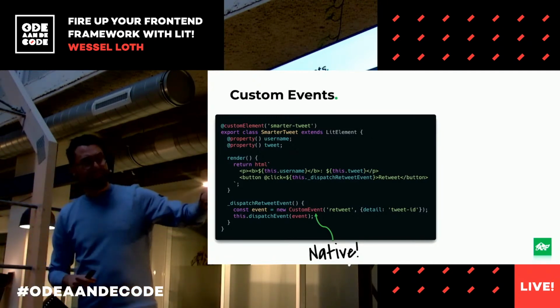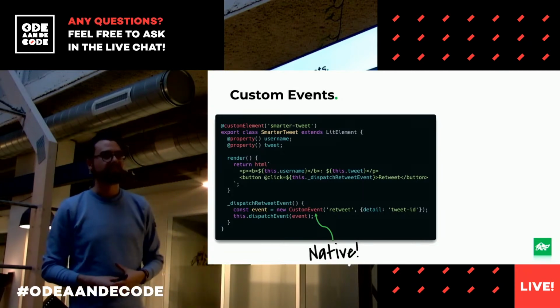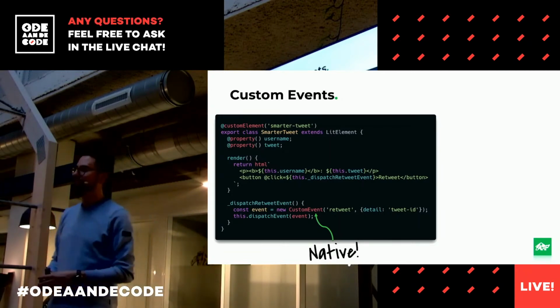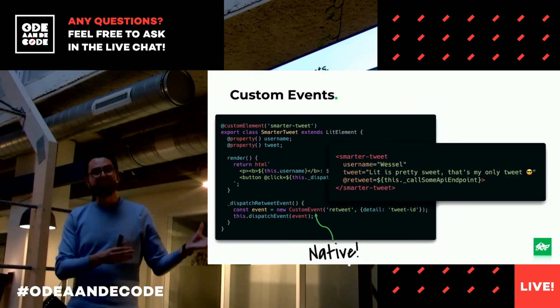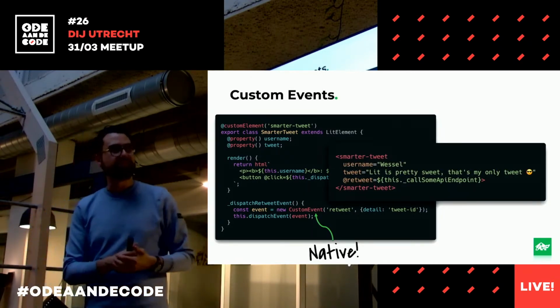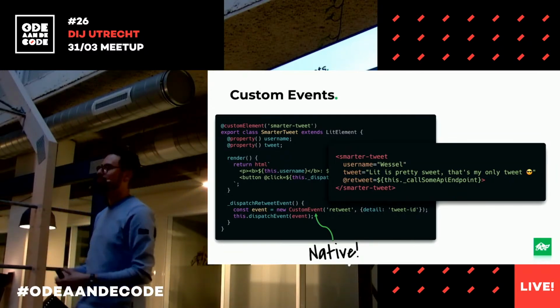So when you've created your event, you of course want to send it somewhere, and for that you can call the dispatch event function that's tied to a web component. Now, of course, if you want to listen to that event in another example, you can use the same syntax, @retweet, and then call some sort of function.